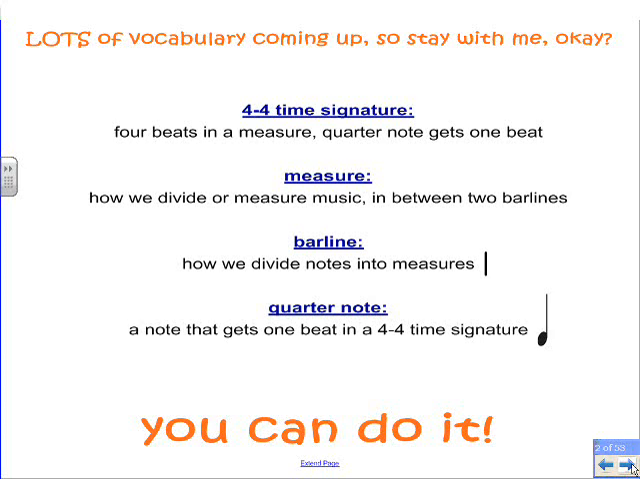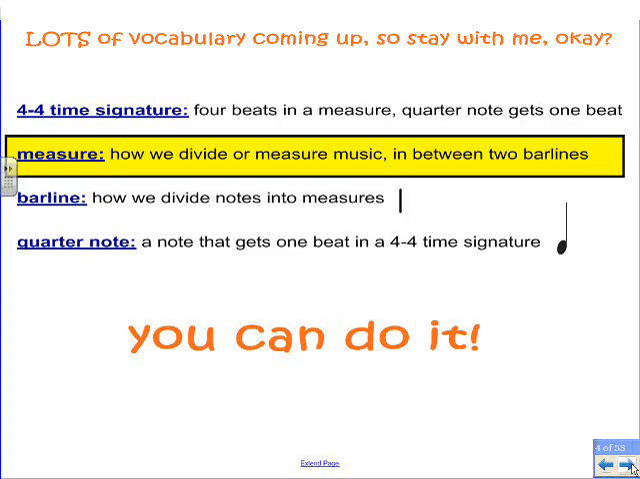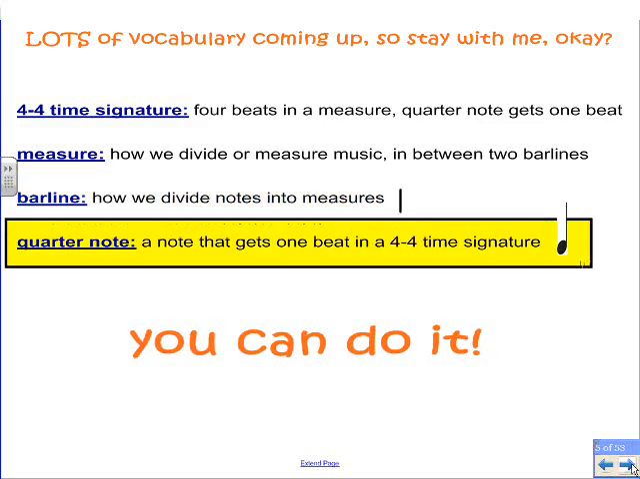The 4/4 time signature means 4 beats in a measure, and the quarter note gets 1 beat. A measure is how we divide or measure music in between 2 bar lines. A bar line is what we use to divide notes into measures, and a quarter note is a note that gets 1 beat in a 4/4 time signature. I know you can do it.